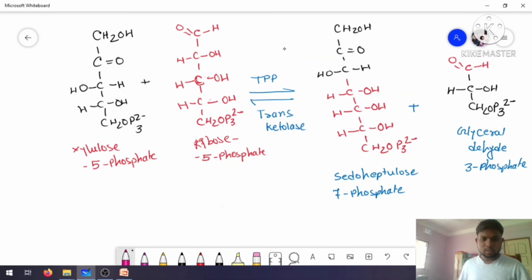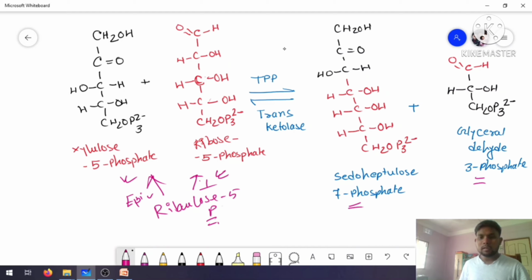So look at these reactions. What we got? Xylulose 5-phosphate and ribose 5-phosphate. From here we got ribulose 5-phosphate, right? These two we got from ribulose 5-phosphate by the help of isomerase and epimerase. Now these two will rearrange their carbon and they will give rise to pseudoheptulase and glyceraldehyde 3-phosphate by the help of the enzyme transketolase.